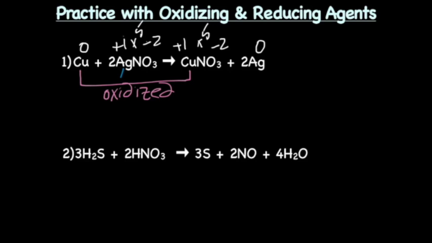Okay, silver went from +1 to 0. So guess who was reduced? That is correct. That would be silver. And it looks like nitrogen went from +5 to +5, no change, and oxygen went from -2 to -2, no change. So now we know who's been oxidized and who's been reduced. So now, who is the oxidizing agent? When copper lost its 1 electron, where did it go? It went to the silver.